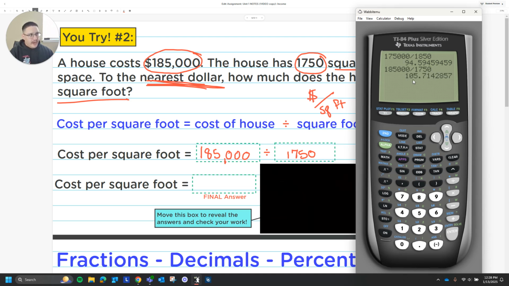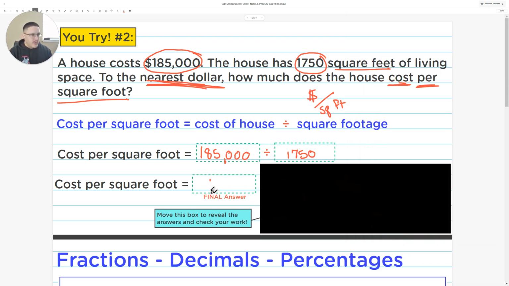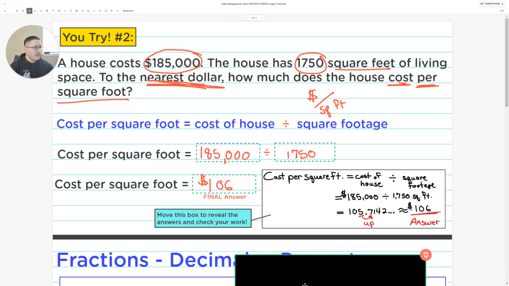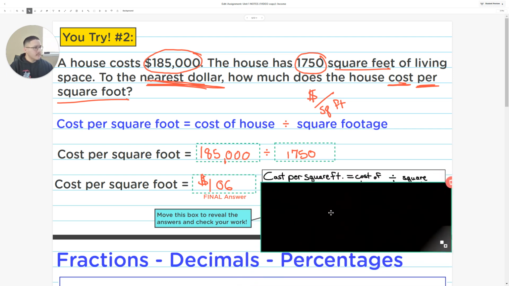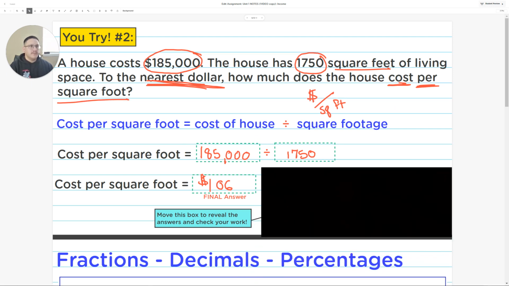We're going to round it to the nearest dollar. So we're going to stop at this 5 right here and then look at the next number. If it's 5 or greater, that means this 5 will round up to a 6. If it's less than 5, then it will stay a 5. So the number next to it is 5 or greater, which means that 105 will round up to $106 per square foot. And then there's our answer. That's it for you. Try number 2.